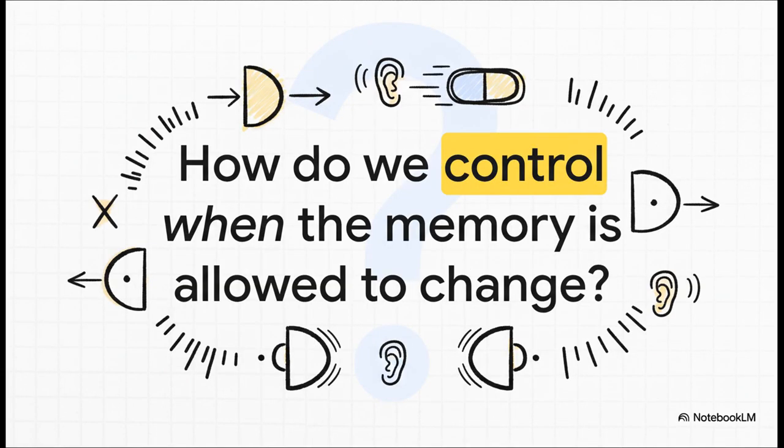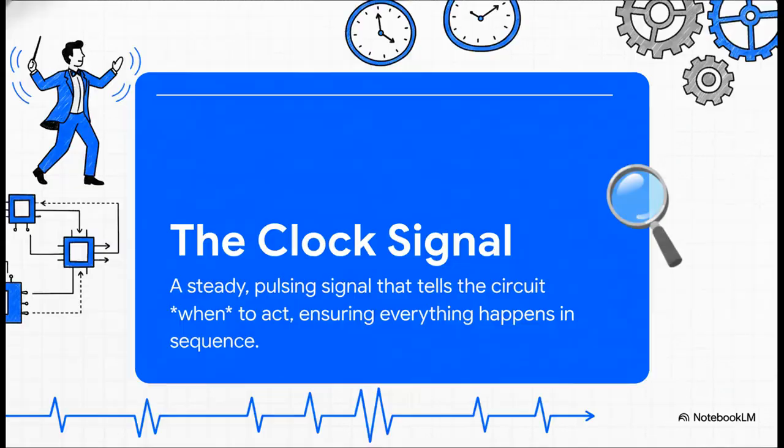Which, of course, leads us to the next critical question on our quest. How do we build a gatekeeper? How can we tell the memory, okay, pay attention now, and then, all right, ignore everything until I tell you otherwise? And the answer is the clock signal. This is brilliant. Think of it like a conductor's baton for a huge orchestra. It's this steady rhythmic pulse, tick, tock, tick, tock. It doesn't carry any data itself, but it synchronizes everything, telling all the different parts of the circuit when to do their job, all at the same time.